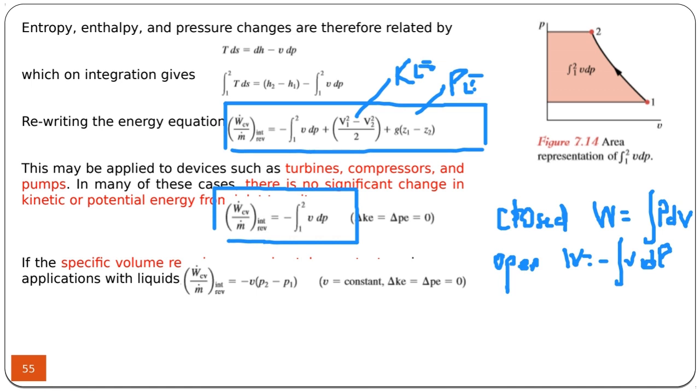If it's a pump which pumps a liquid like a water pump, then it means that V is constant for liquids. In this case, the work for a pump is calculated from minus V, which is constant, times the change in the pressure. And most of the time, this is what you're going to use for the power calculation of a pump. The power calculation of a pump is always the specific volume times the pressure change.